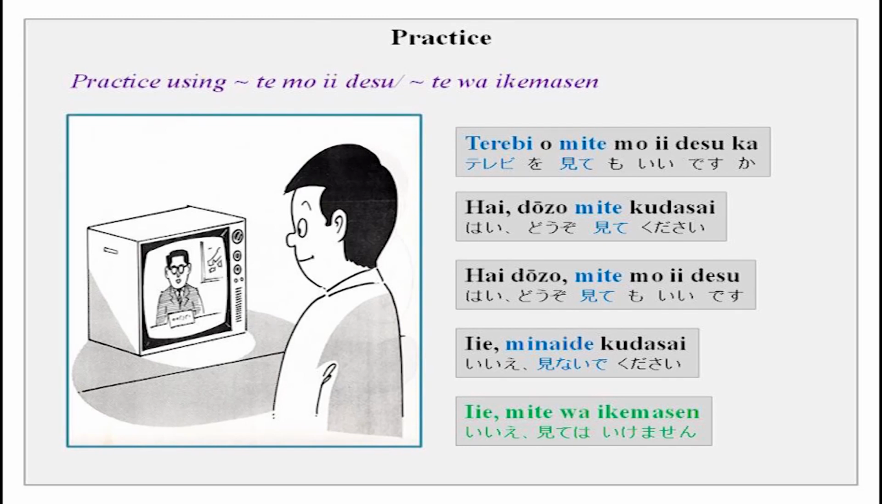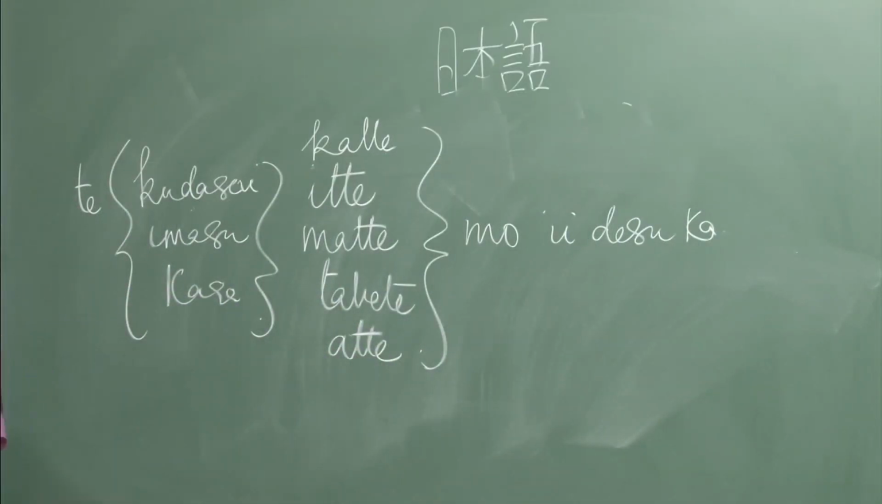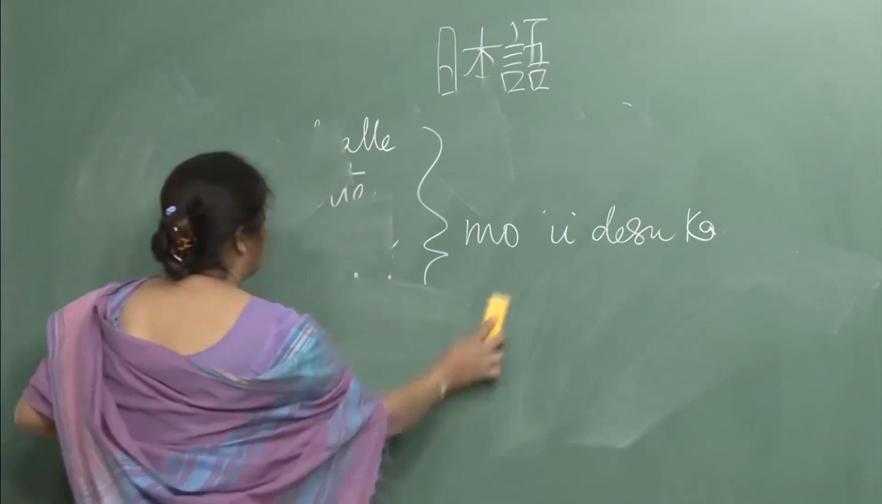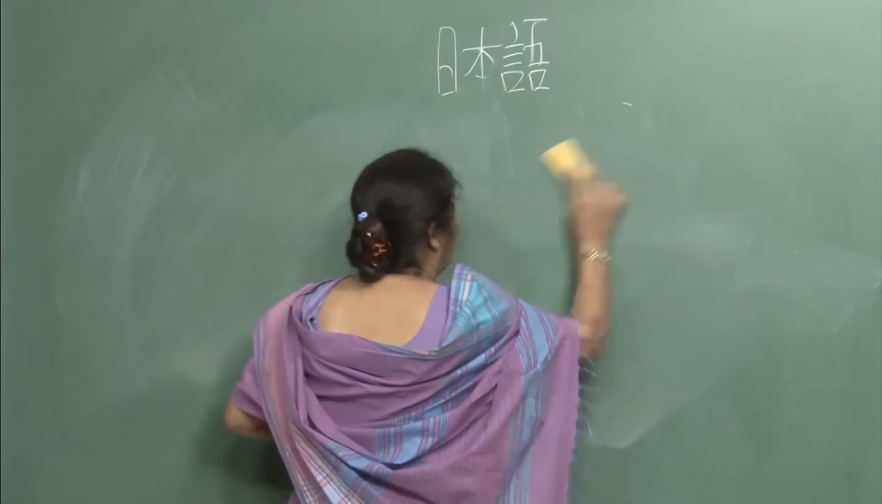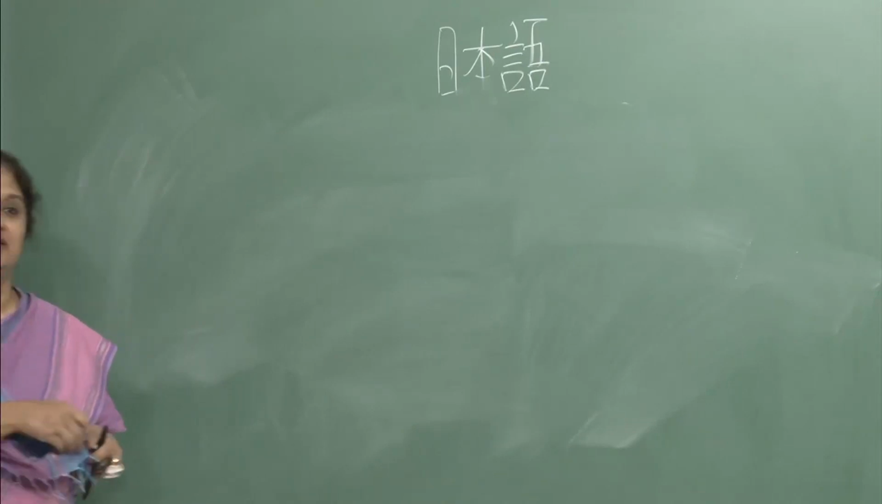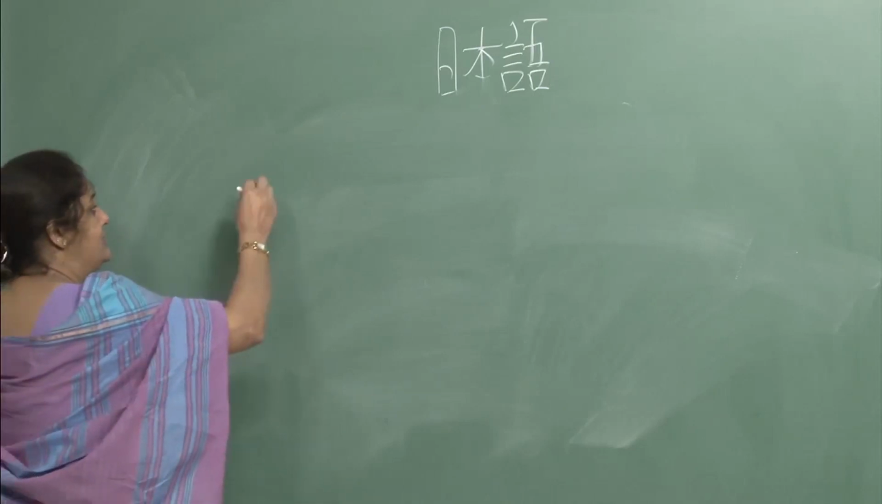Iie, mite wa ikemasen. Terebi o mite mo ii desu ka? Iie, mite wa ikemasen. Not allowed. Not acceptable is what it means. Then there is another form which is a very simple form, and please I would like to tell you that the forms covered here in class during these lectures are forms actually which you will use during daily conversation. These are simple forms which are used regularly and easy to remember.